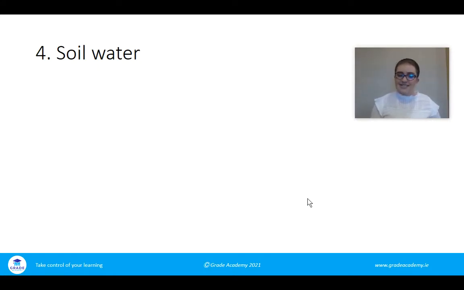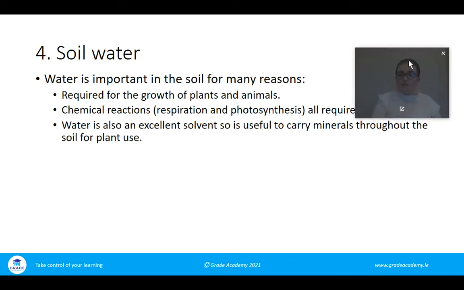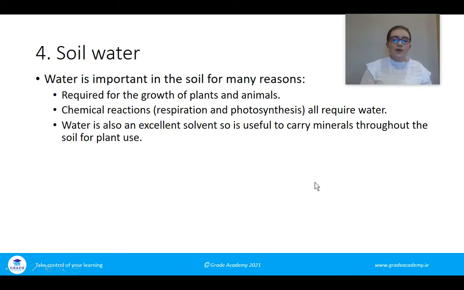Soil water is the next thing that we're going to have a look at, and this is the amount of water in the soil. Water is important for many reasons. It's required by animals and plants for growth. Just the same as any living organism, water is needed for hydration and for growth. It's also really important for chemical reactions, because it is involved in the chemical reactions and the movement of electrons and the movement of particles. It's also an excellent solvent, so it's going to be really important to carry minerals throughout the soil. They might be minerals that are found naturally in the soil or added artificially, such as fertilizers.